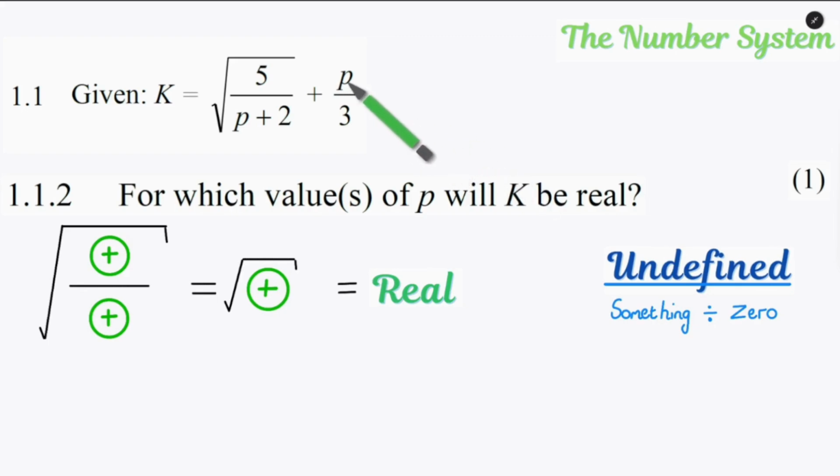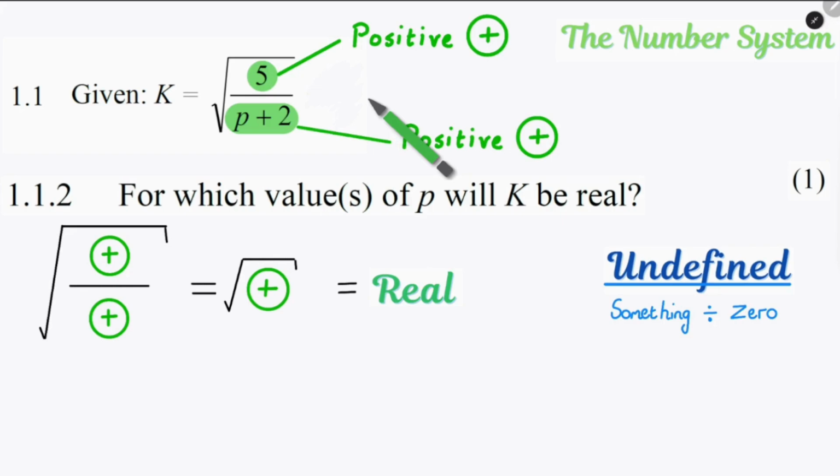Okay, and then this p over here will quite frankly have no impact. I can put anything into p that I want there, and it will always be real. So we are going to ignore this part and just look at what's underneath the square root. So this 5 over here, it's already positive, so I'm not worried about that 5, I'm ignoring it. But this p plus 2, I want that thing to be positive.